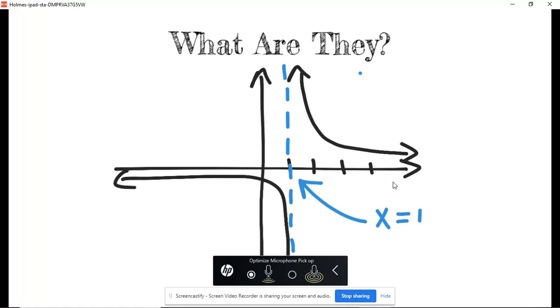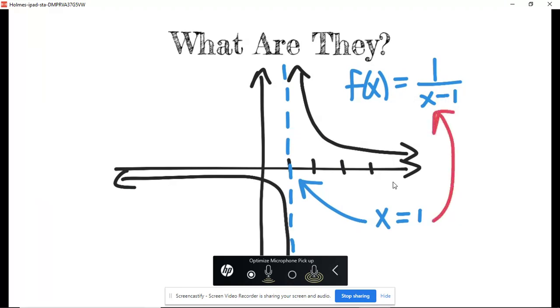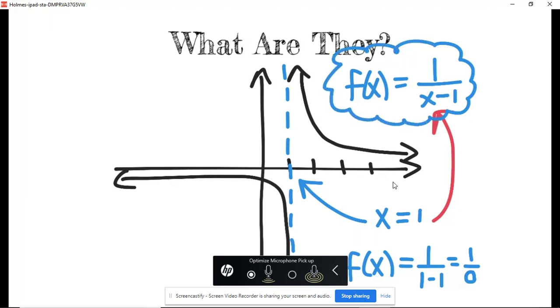I'll show you, this function is going to be f of x equals 1 over x minus 1. If I substitute 1 into this value of x, we are left with f of x equals 1 over 1 minus 1. 1 minus 1 is 0. So dividing by 0 in this equation is not possible at this location. So we say that this function is undefined at the point x equals 1.